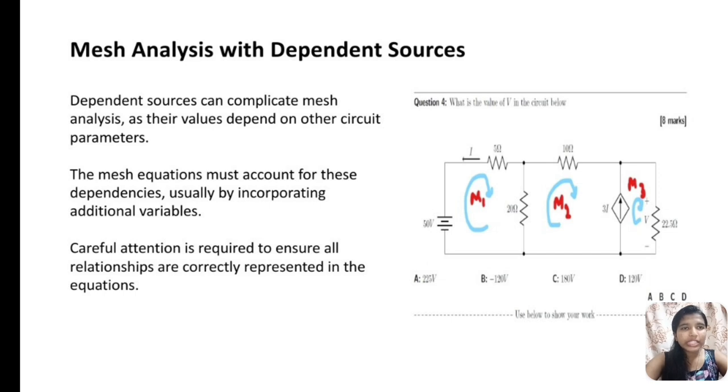Mesh analysis with dependent sources. Dependent sources can complicate mesh analysis as their values depend on other circuit parameters. The mesh equations must account for these dependencies, usually by incorporating additional variables. Careful attention is required to ensure all relationships are correctly represented in the equations.